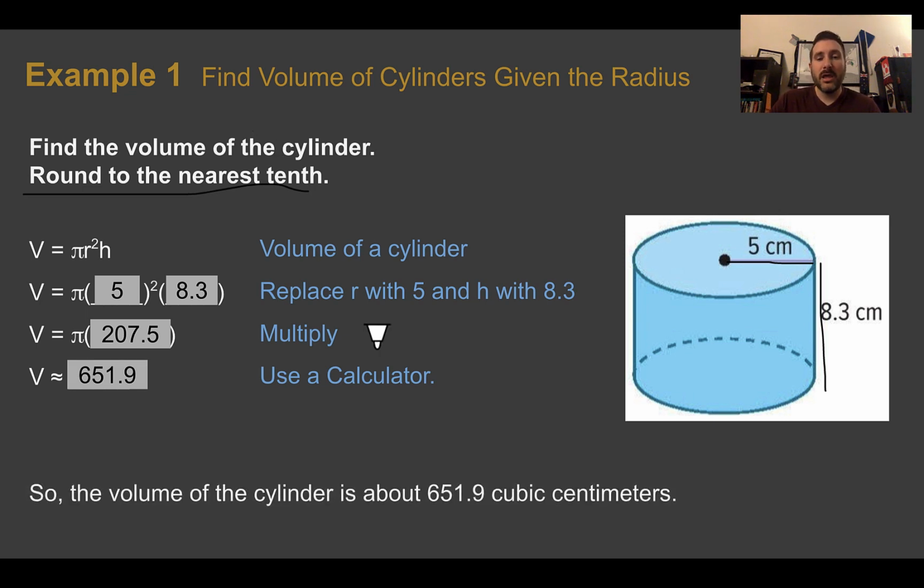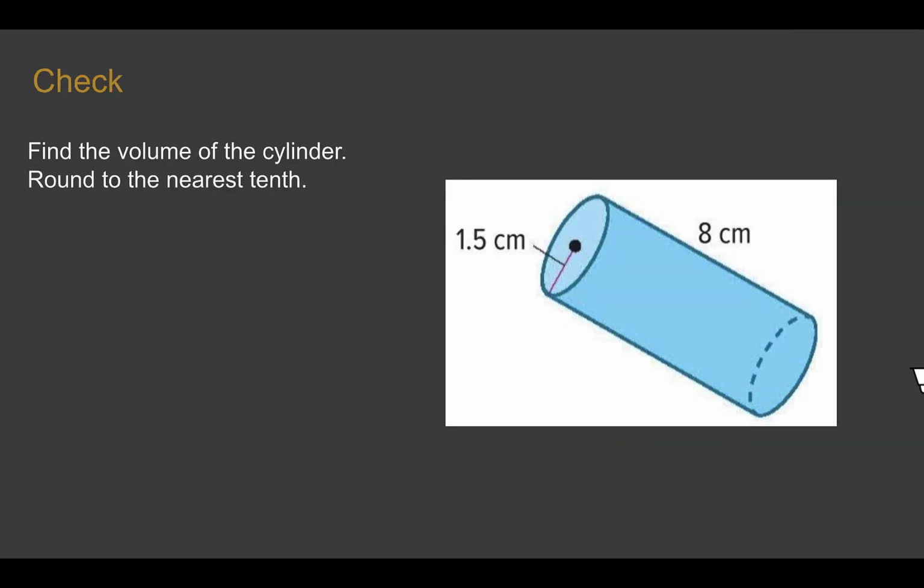cubic centimeters. I can tell what the unit is because of what we started with, so we know it's in centimeters. And remember, volume is cubic. It's 3 dimensions. So we could have written it like this, or we could have written it as centimeters to the third power. Either way, we need to remember our units in these lessons. Check your understanding. Find the volume of the cylinder shown, round to the nearest tenth. Pause the video now and complete the check.